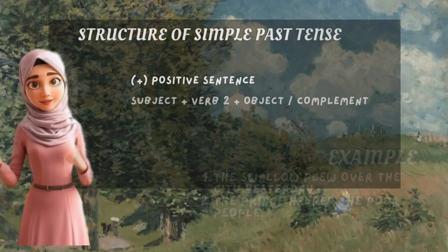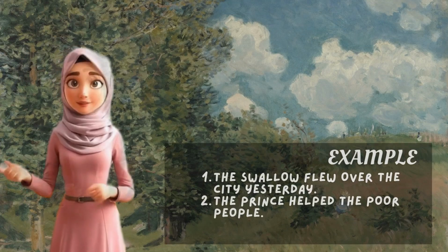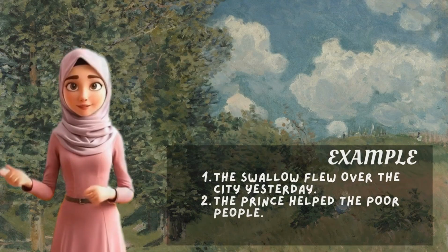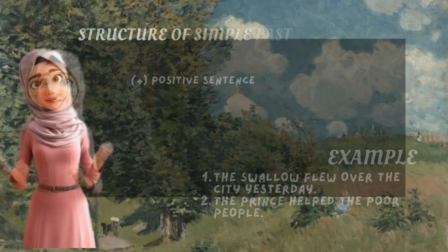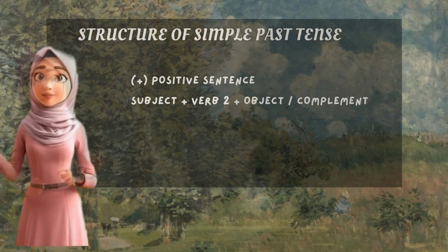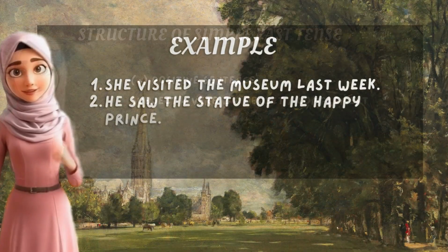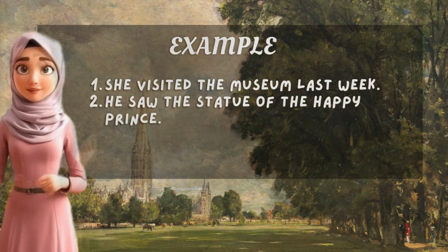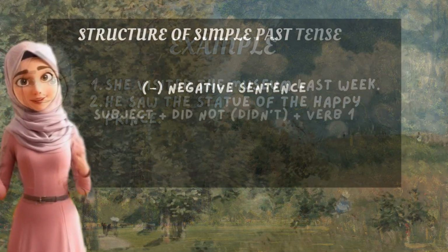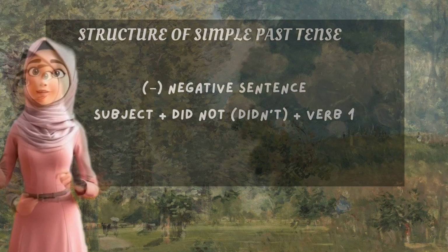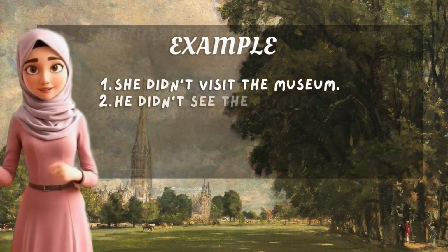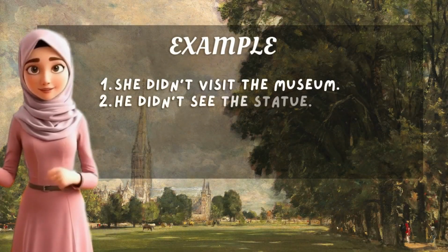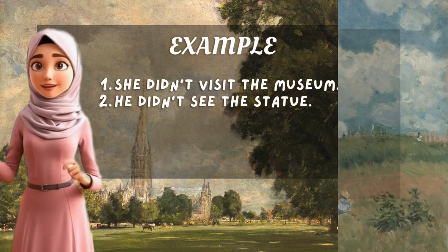Structure of simple past tense. Positive sentence: subject plus verb 2 plus object or complement. She visited the museum last week. He saw the statue of the Happy Prince. Negative sentence: subject plus did not, didn't, plus verb 1. She didn't visit the museum. He didn't see the statue. Interrogative sentence: did plus subject plus verb 1 plus object. Did she visit the museum? Did he see the statue?